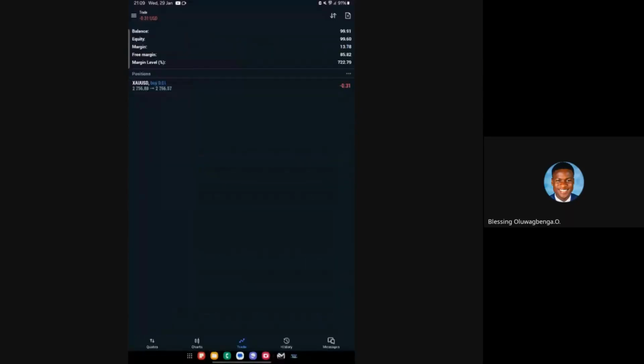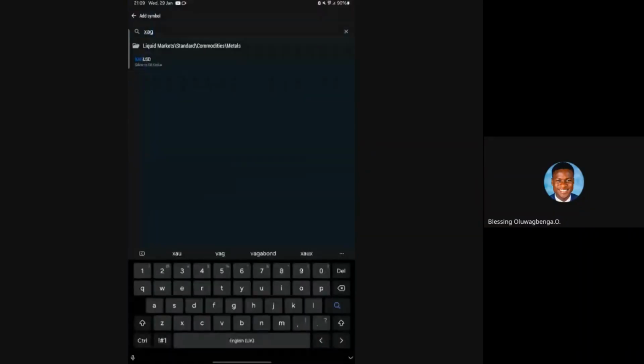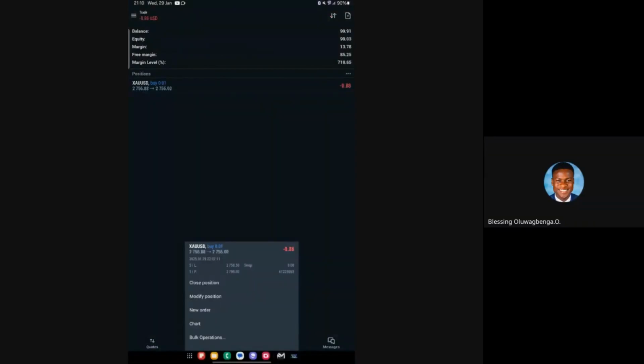All right. So if you are here and maybe the pair that you want to trade is not here, all you have to do is click the plus button at the top right. Then you find your symbol. All right. Maybe it's silver. Then you tap on it to be added. So that is how to place a trade using your MT5 in your live account.